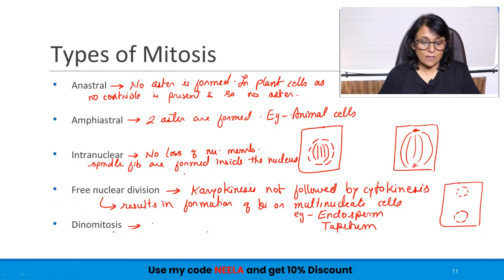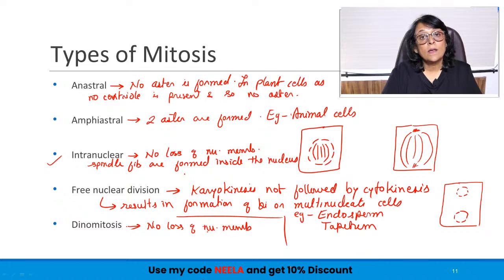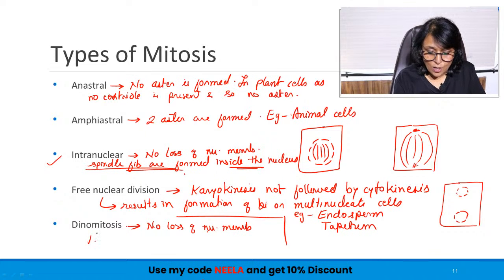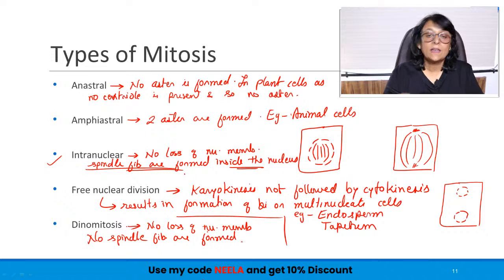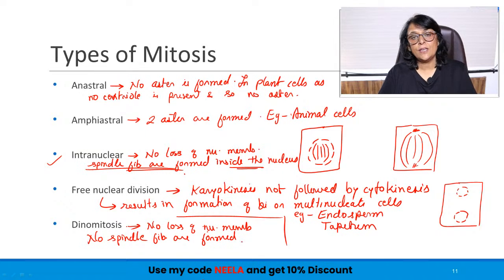Dinomitosis is very similar to intranuclear mitotic division with a difference. Here, same thing, no loss of nuclear membrane. This is same, but inside the nucleus there is no spindle formation. In case of intranuclear, we said spindle fibers are formed inside the nucleus. Here no spindle fibers are formed. This is known as dinomitosis. So in intranuclear, the nuclear membrane remains intact and spindle fibers are formed, and in dinomitosis no spindle fibers. In free nuclear division, karyokinesis normally takes place, but cytokinesis is missed or does not take place.